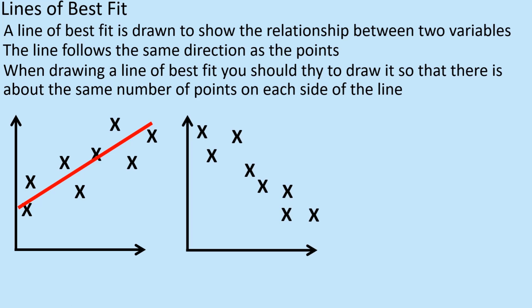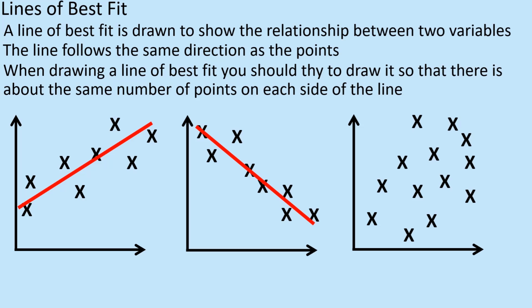And of course, you've got one like this one, which is going down. This one would be what we call positive correlation. It goes up, and there is another lesson on correlation, but this is going upwards, and this is going down, so it's got a negative correlation. So you'll have a line of best fit looking something like that.